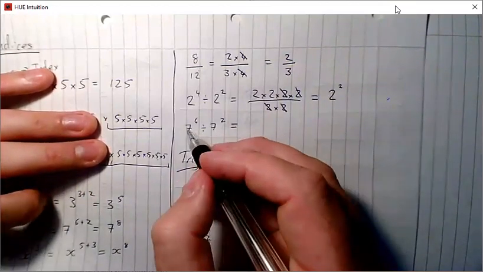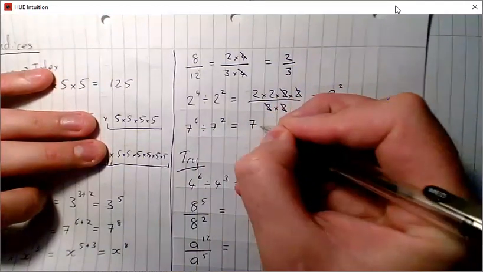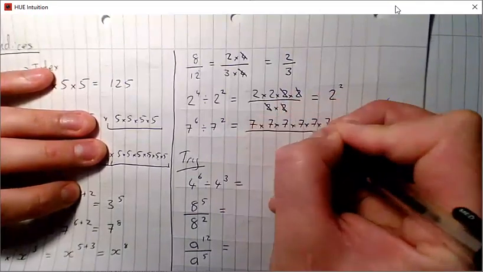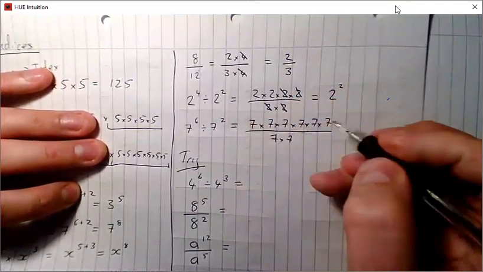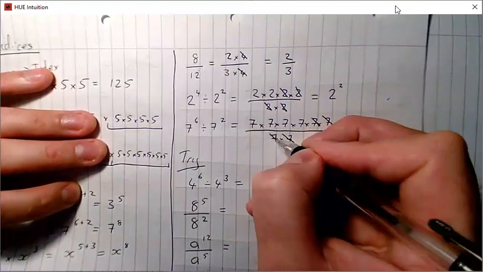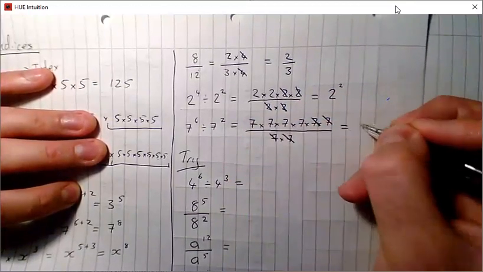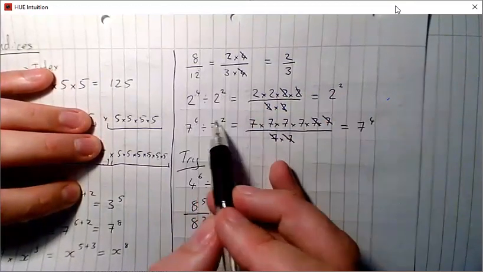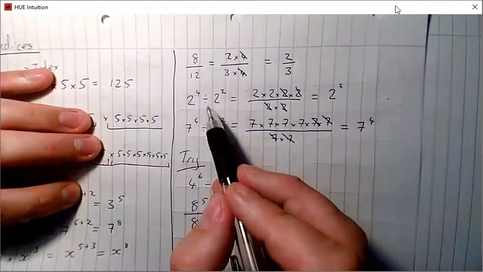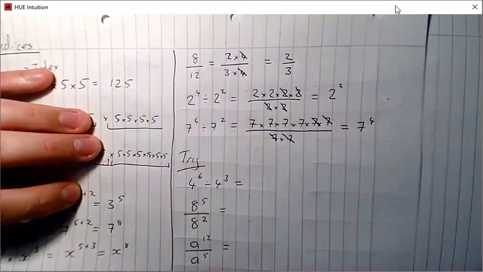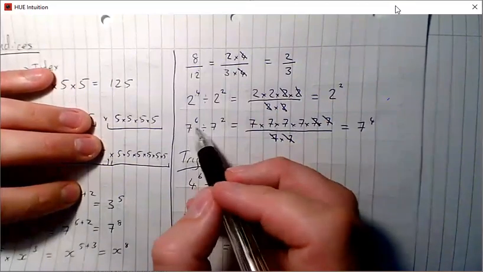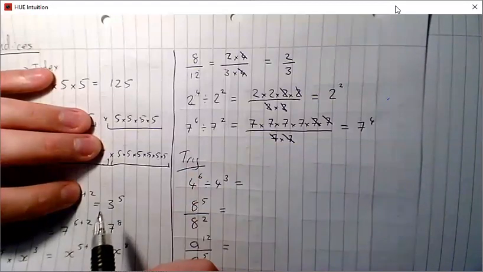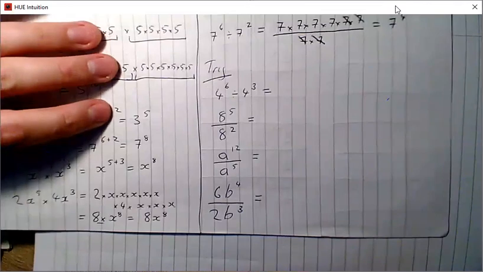Okay, do it again here. 7 to the power of 6 divided by 7 squared, so that's 7 by 7 by 7 by 7 by 7 by 7 divided by 7 times 7. Common factor top and bottom is 7. And you're left with 1, 2, 3, 4, 7s left over. 7 to the power of 4. Of course, there's a rule here again. 4 minus 2 gives 2. 6 minus 2 gives 4. Okay, so when you're dividing numbers of the same base, so 7 is the same base here, 2 is the same base here, then you're allowed to subtract the indices. Okay, so can you try these ones here, please?